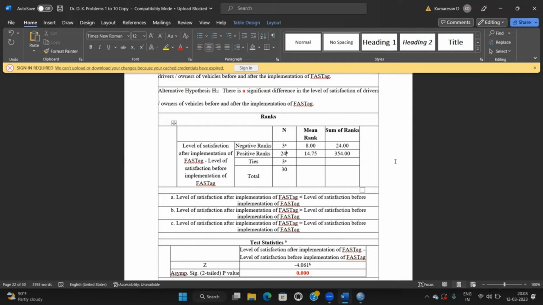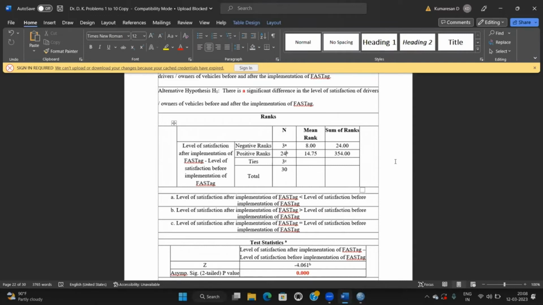I feel it is similar, that is said to be a tied rank. But positively, after implementation of FASTag, my level of satisfaction is improved. Then obviously we can say that the implementation of FASTag is successful in improving the satisfaction of drivers.